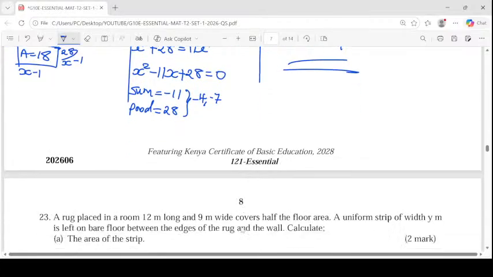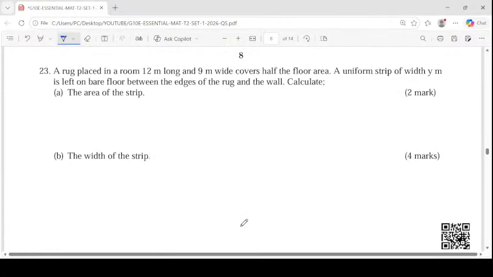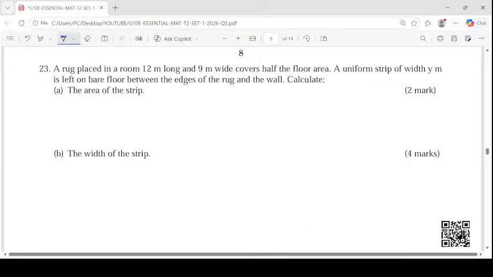Let us make progress. Now we are going to question number 23. A rug placed in a room 12 meters long, 9 meters wide, covers half the floor area. A uniform strip of width y meters is left on bare floor between the edges of the rug and the wall. Calculate part A, the area of the strip, and part B, the width of the strip.